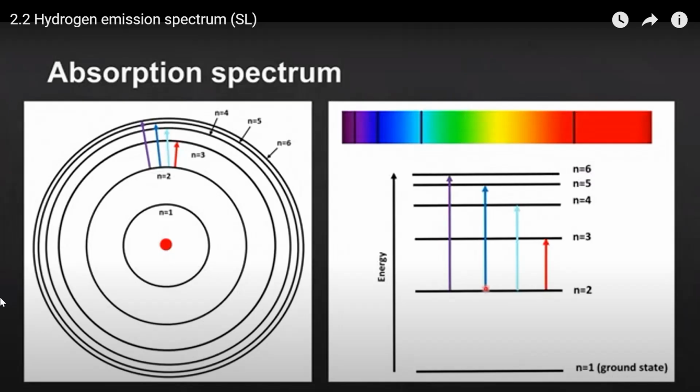Let's say you needed 100 joules to jump from n equals 2 to n equals 3. If you had 99 joules, it will not do the jump. If you have a photon with the wrong energy, it won't. You can't have 101 either. If it's 101, then it also will not.